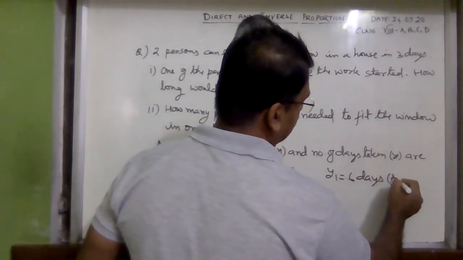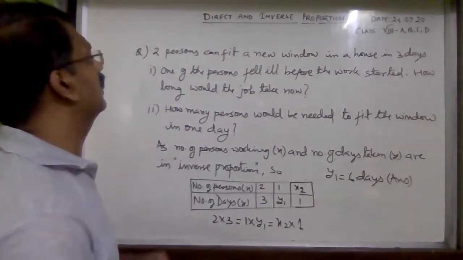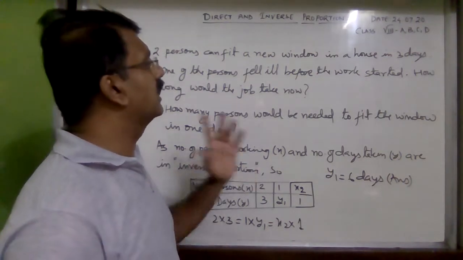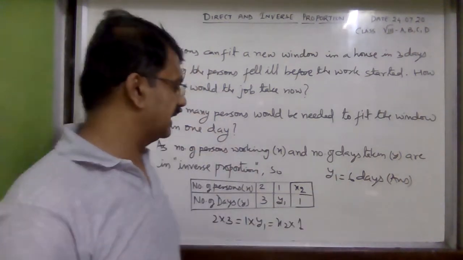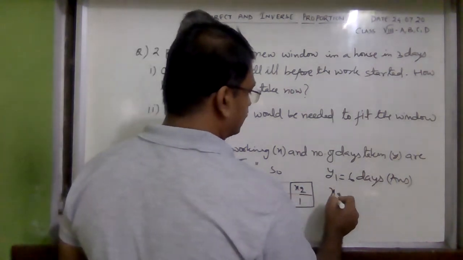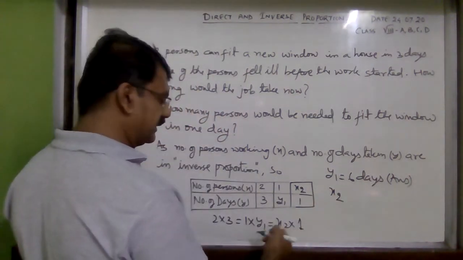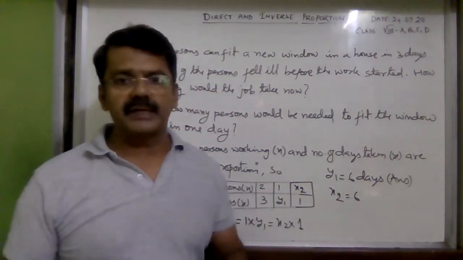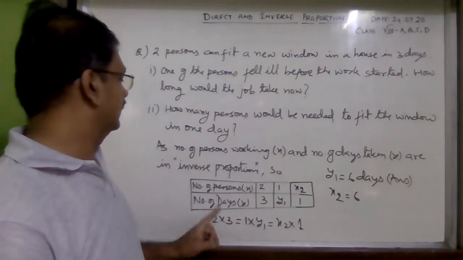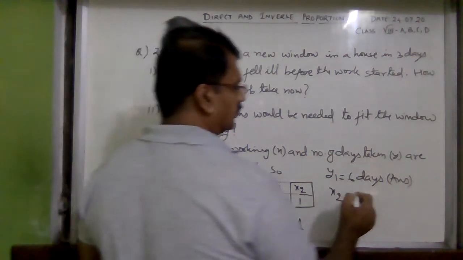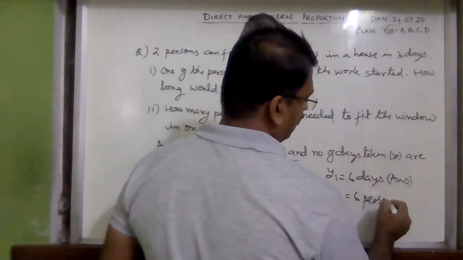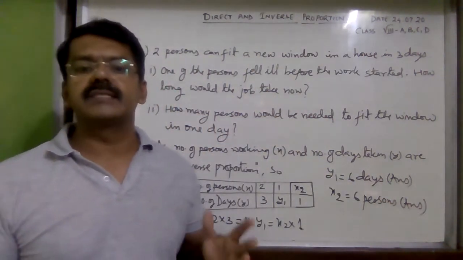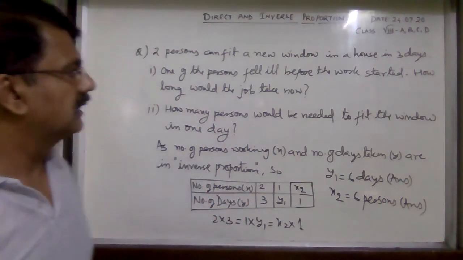When one of the persons fell ill, then the remaining person will complete the work in 6 days. And then x2 into 1 is x2, so x2 is equal to 2 into 3, that is again 6. So if you want to complete the work in 1 day, then we need 6 persons. So the answer to the second part will be 6 persons.